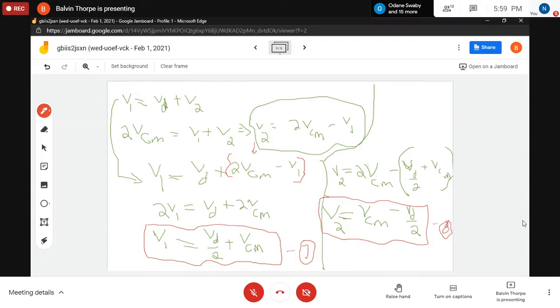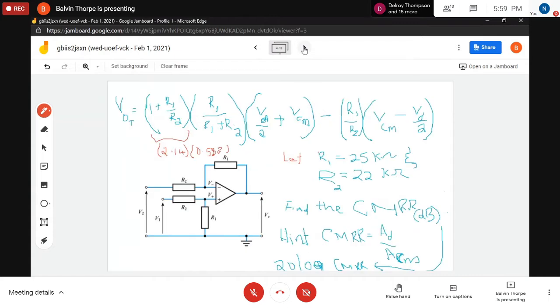Everybody with me? But this is what is interesting now, ladies and gentlemen. Now we're seeing that there's an expression for V1 in terms of VD and VCM, and likewise an expression for V2 in terms of VCM and VD. Hope you're taking your notes. We can jump over to here. Let me just erase this first because I don't want to confuse you guys right now.